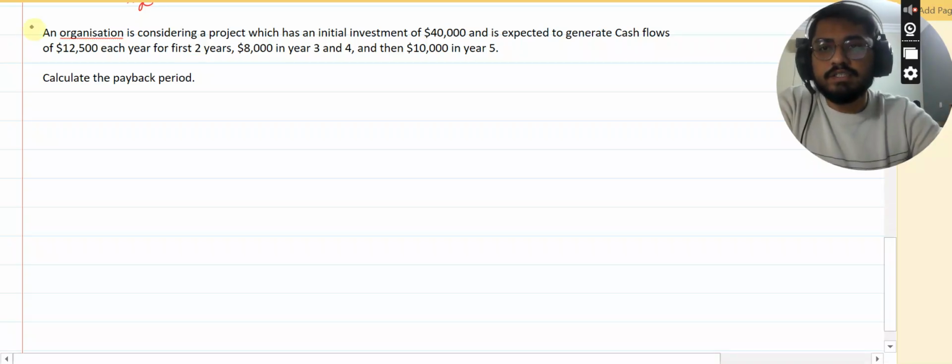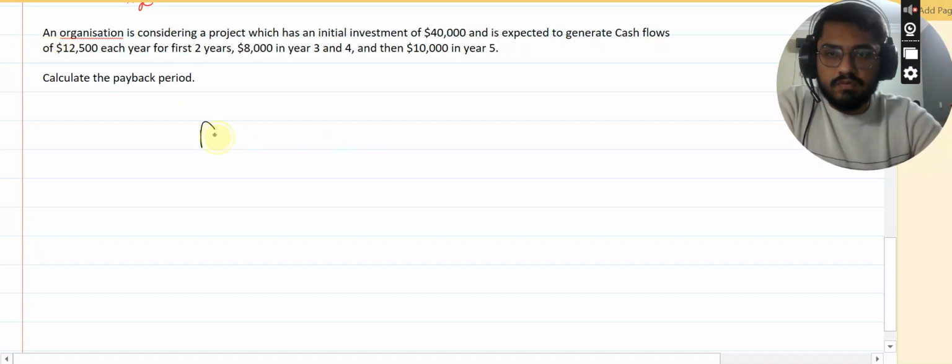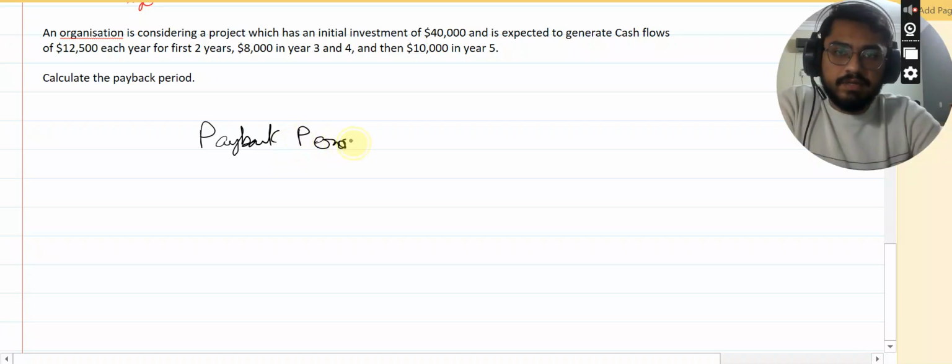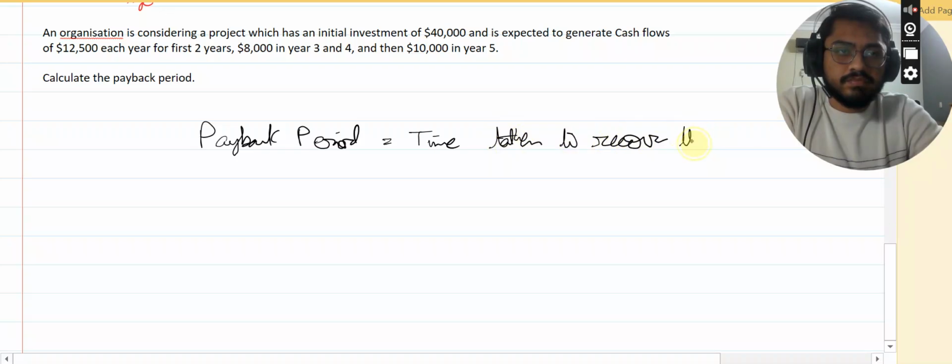Alright, let's move on to the second part of investment appraisal, that is the payback period. So, what is payback period? Payback period simply tells us the time taken to recover the investment.